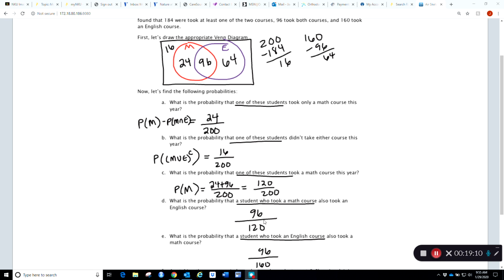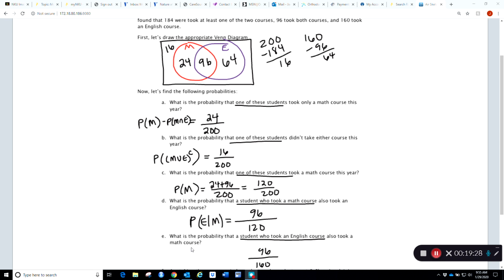Notation-wise, this is one of those conditional probabilities. Now that I no longer have that 200 on the bottom, what did we already know about this student? Well, we know that they took a math course, and we're trying to find the probability that they also took an English course.